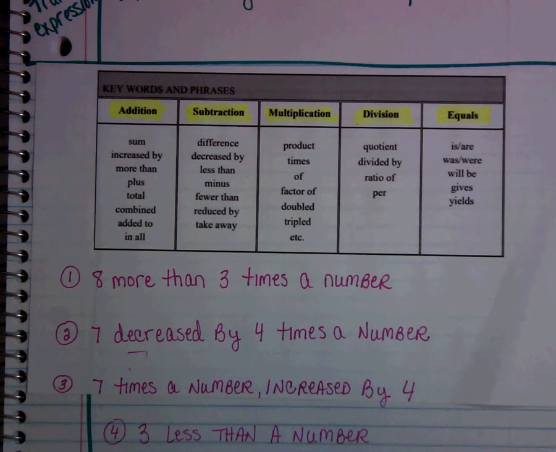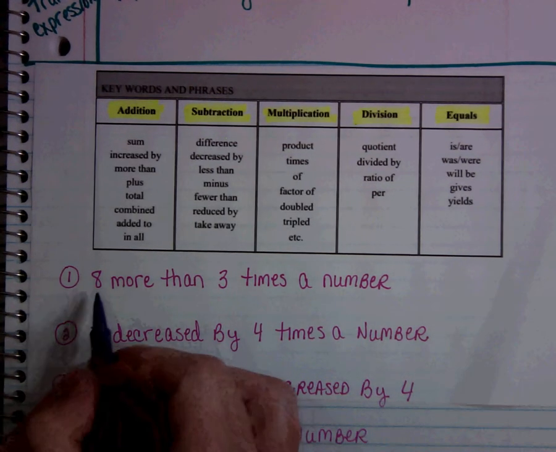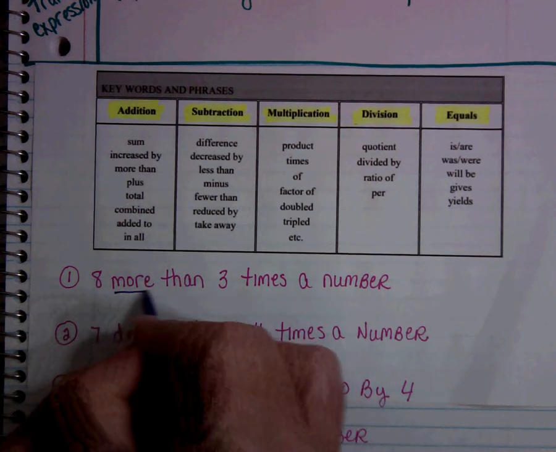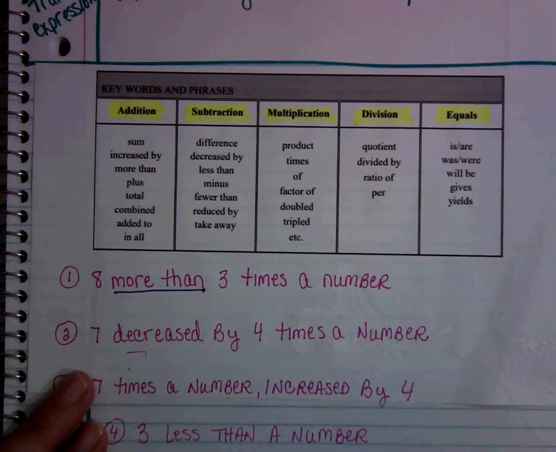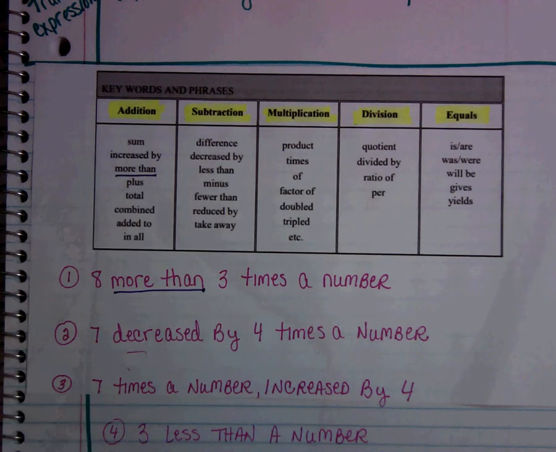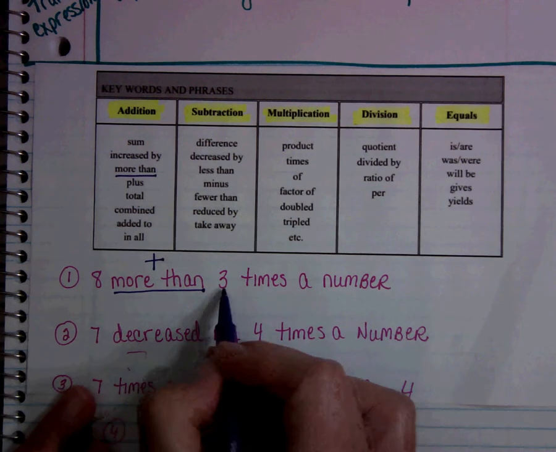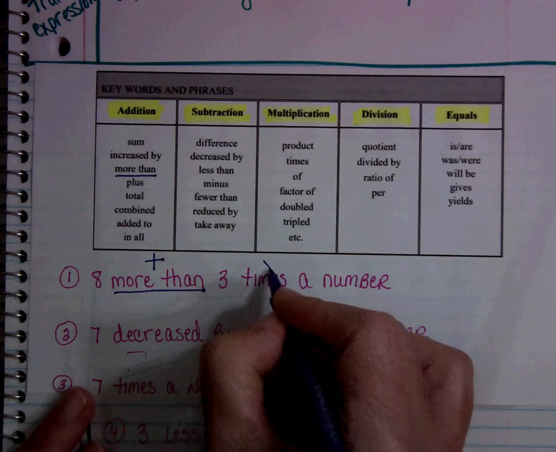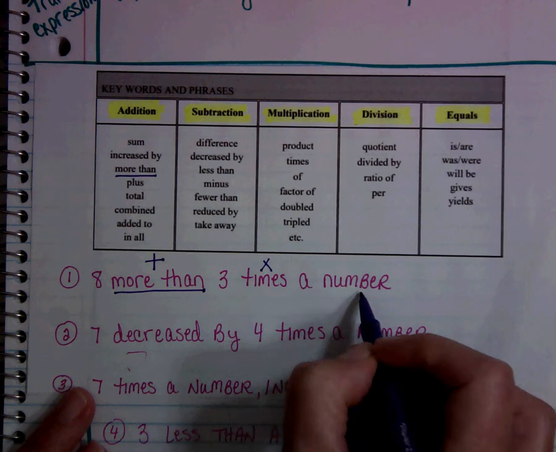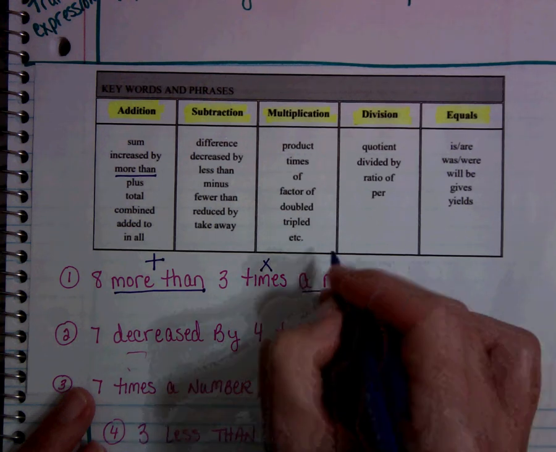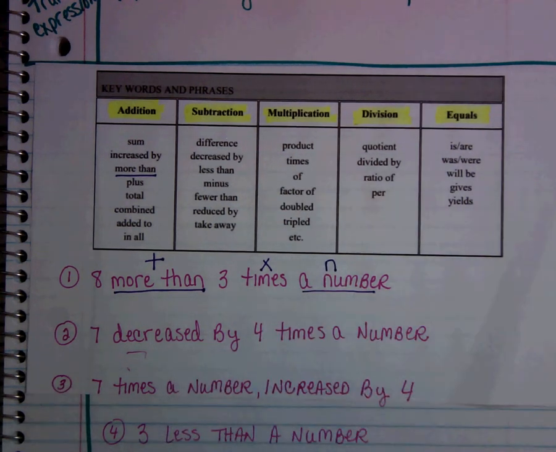Okay? So the first one, when we go to translate this, a lot of times when we read these phrases or sentences, you can translate it word for word. For example, here it says 8 more than. Now, more than, it's right here on our addition list. 8 more than, so that means plus. 3 times, multiplication, a number. So a number, this is something we don't know. This is our variable. It could be n. It could be whatever we want.